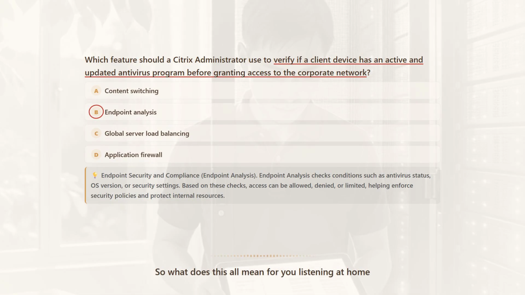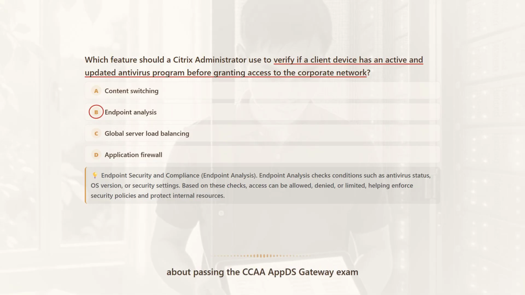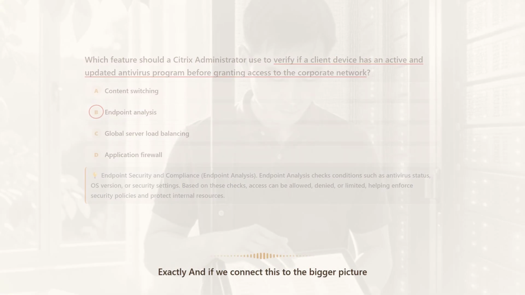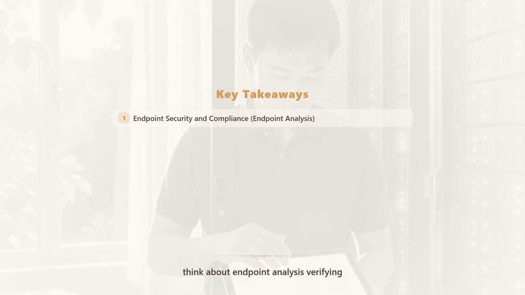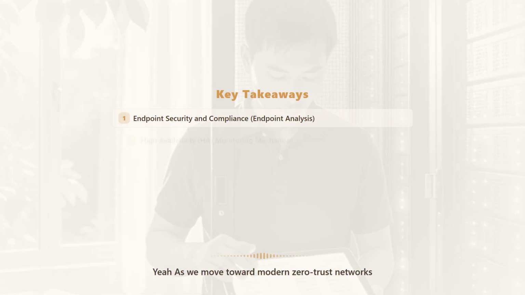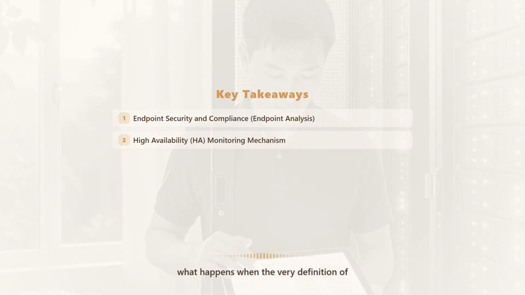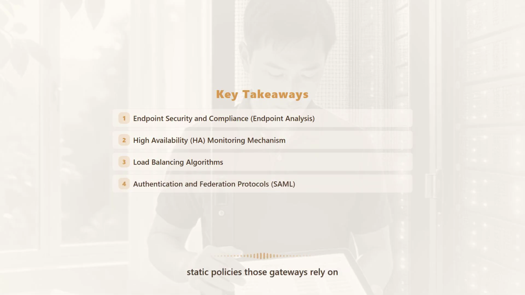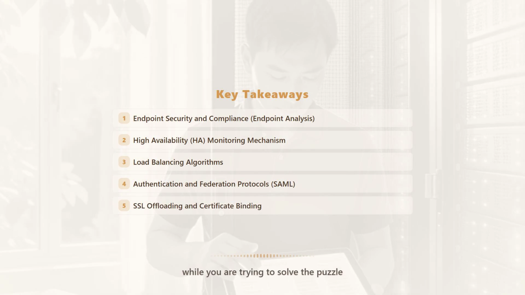So what does this all mean for you listening at home? Mastering these concepts isn't just about passing the CCA-AppDS Gateway exam. This is the literal blueprint for building resilient, secure network environments. Exactly. And if we connect this to the bigger picture, think about endpoint analysis verifying that antivirus software. As we move toward modern zero-trust networks, what happens when the very definition of a safe device evolves faster than the strict, static policies those gateways rely on? It's like being in that escape room, but the shape of the locks keeps changing while you are trying to solve the puzzle. Definitely something for you to ponder as you prep.